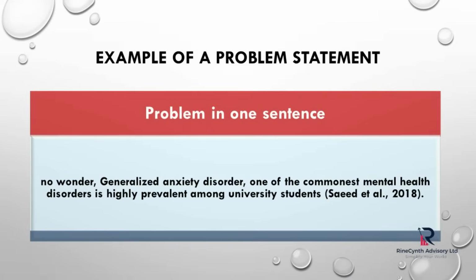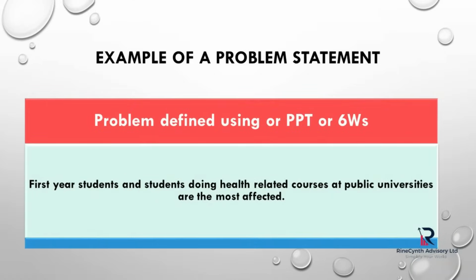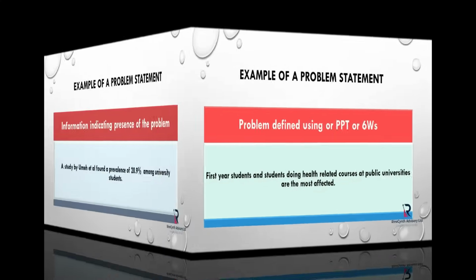Next, let's look at a problem stated in one sentence. No wonder generalized anxiety disorder, one of the commonest mental health disorders, is highly prevalent among university students. Now let's look at the problem defined using the person, place, and time. First-year students and students doing health-related courses at public universities are the most affected.